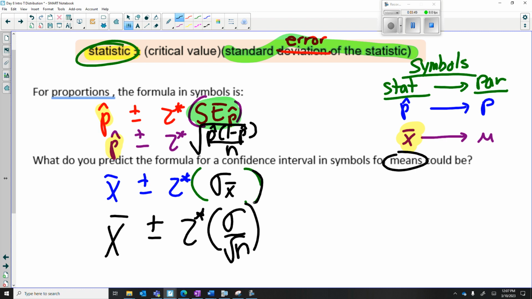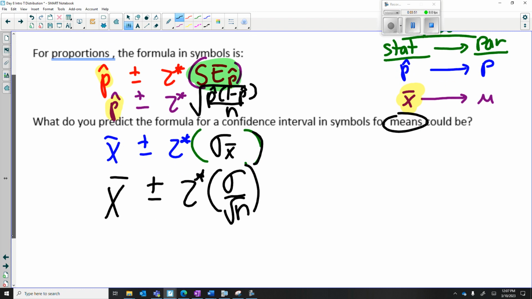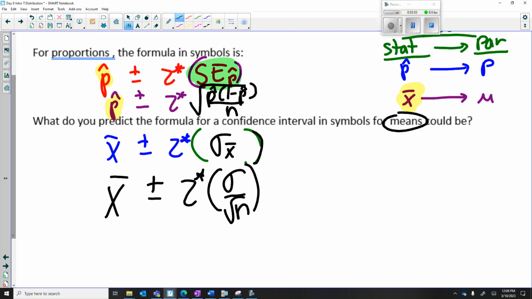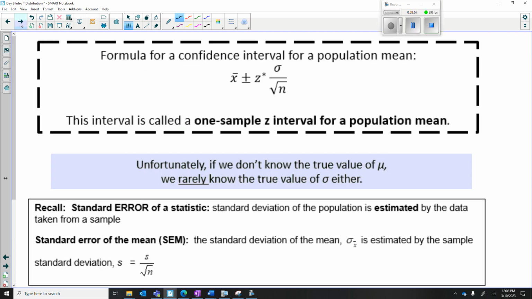It's going to be the same steps of PANIC. We're just going to change it from a one proportion z interval to an interval for means, and we'll talk about the name in a second. So here is the formula that I just generated: statistic plus or minus critical value times the standard deviation of the statistic.